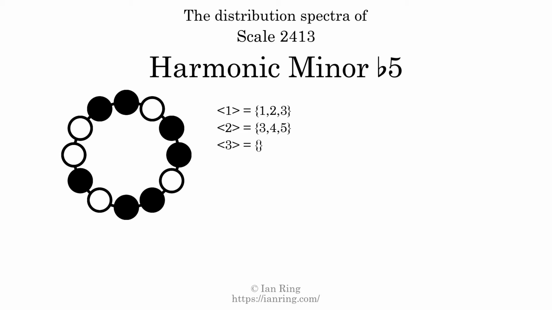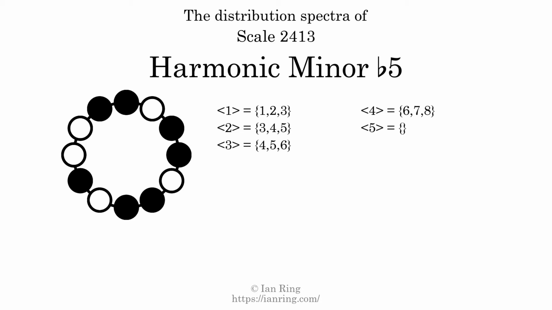The generic interval of three scale steps comes in three different specific interval sizes. 4 semitones, 5 semitones, and 6 semitones. The spectrum width of this generic interval is 2. The generic interval of 4 scale steps comes in 3 different specific interval sizes. 6 semitones, 7 semitones, and 8 semitones. The spectrum width of this generic interval is 2.